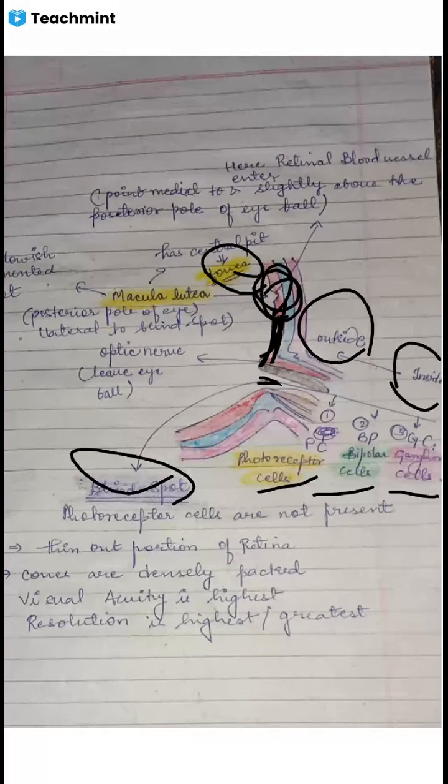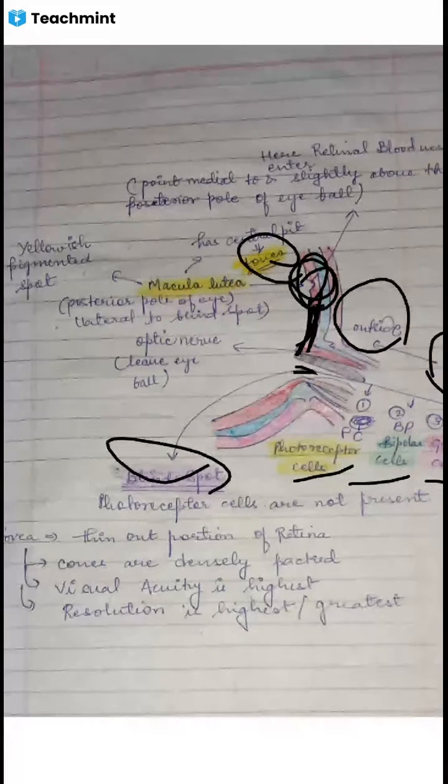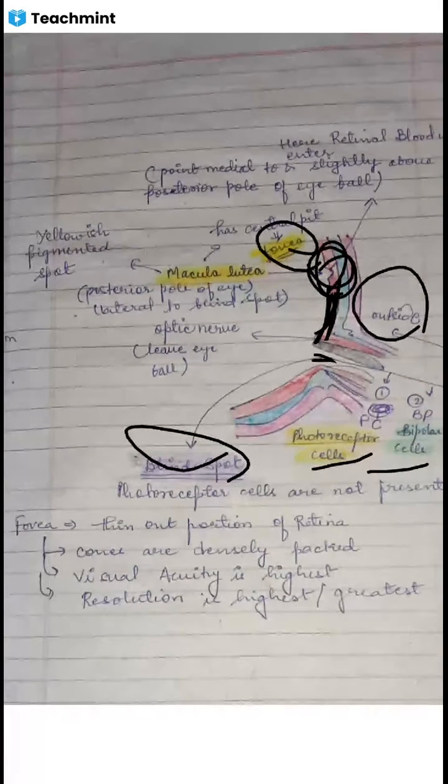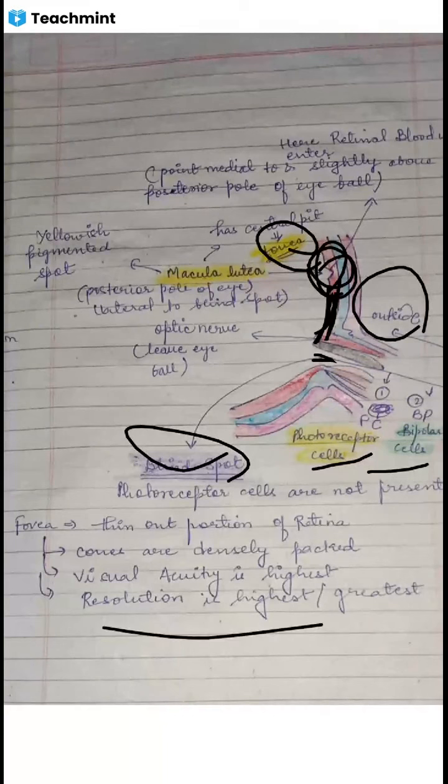Then the thinner portion of the retina. Cones are densely packed. So about the fovea, it is that portion of the retina where the cones are densely packed. Cones being densely packed means it is meant for the color vision. The visual acuity is high because the amount of cones is highest in number, and the resolution is also highest.